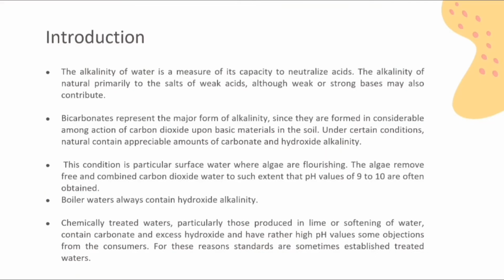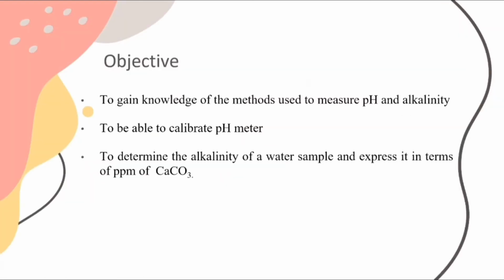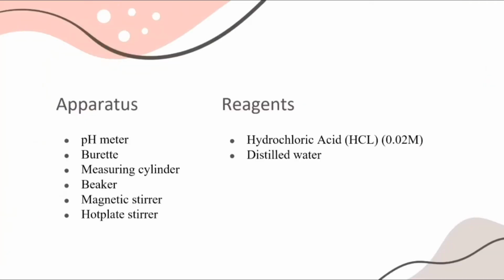Next is the introduction for the experiment. These are the points for the introduction. The main objectives of this experiment are to gain knowledge of the method used to measure pH and alkalinity, to be able to calibrate a pH meter, and lastly to determine the alkalinity of a water sample and express it in terms of ppm of CaCO3. These are the list of apparatus and reagents used for the experiment.